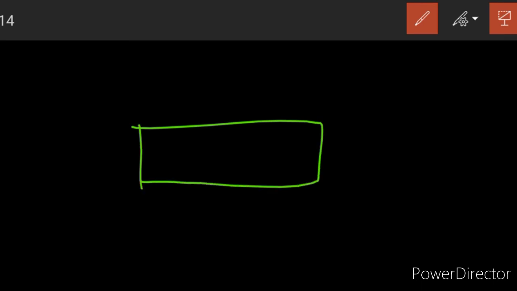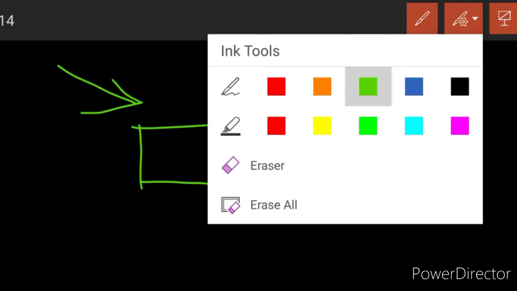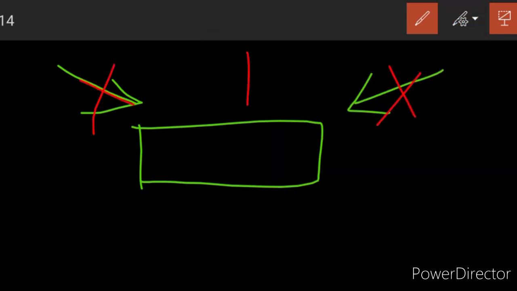For example, here, if here is the scale, then your eye should not be here and was visible. Your eye should not be here. These are the wrong positions. Your eye should be here. This is the right position. This way you have to measure it.